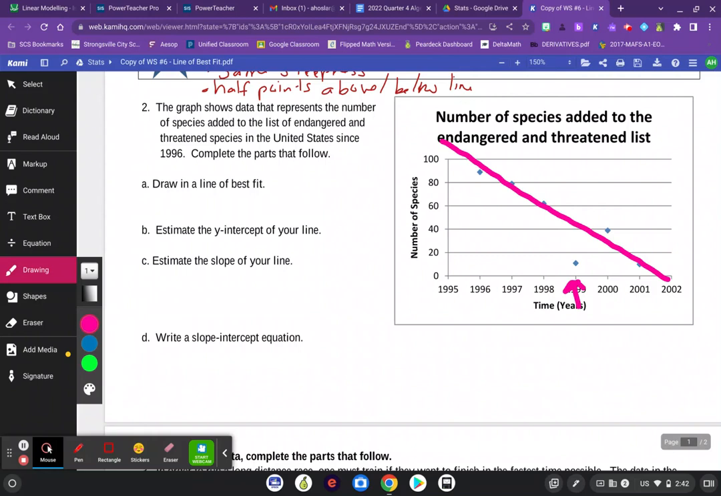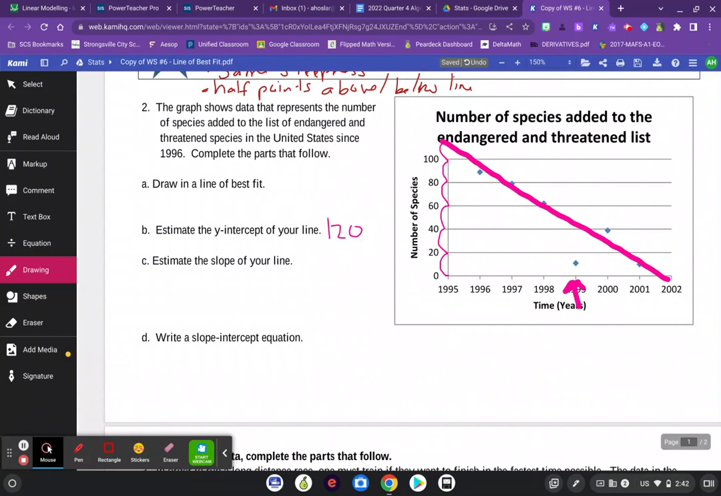All right, so let's go and answer some questions. It says, estimate the y-intercept of your line. Well, let's see. It looks like I'm going up by 20 for each of these. And so if I were to use the line that I drew in and a reasonable amount of space is similar in distance, I would estimate my y-intercept to be about 120.